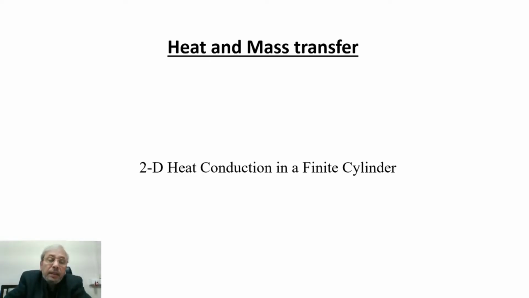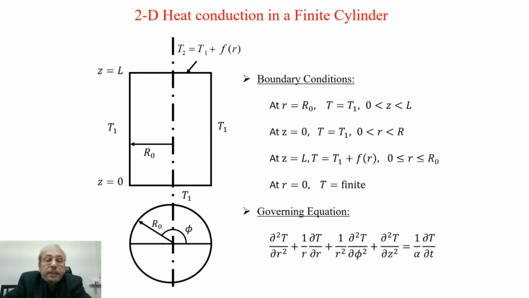Good morning, everybody. Today we will discuss 2D heat conduction in a finite cylinder. Here we can see a finite cylinder and we will consider the following boundary conditions. At r equal to r0, temperature is T1 throughout. And then at z equal to 0, again throughout the diameter, in the r direction, it is T1.